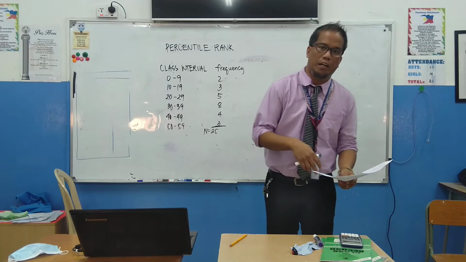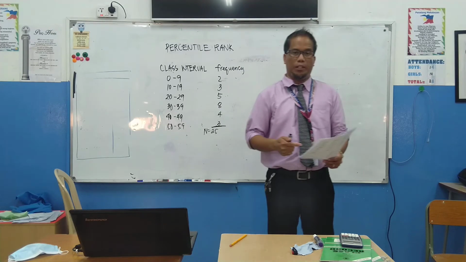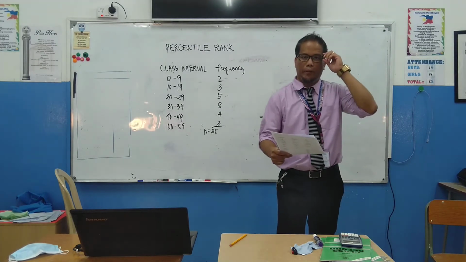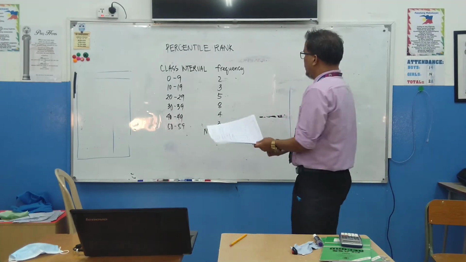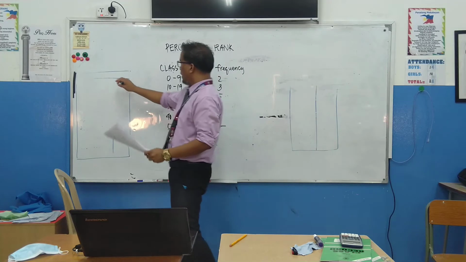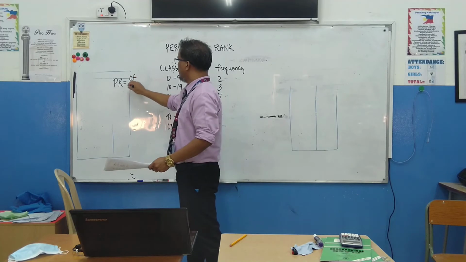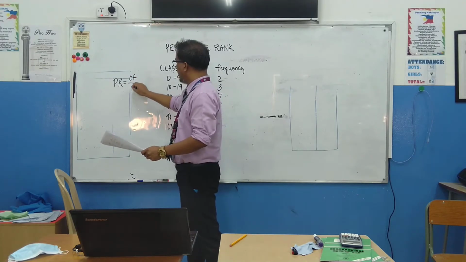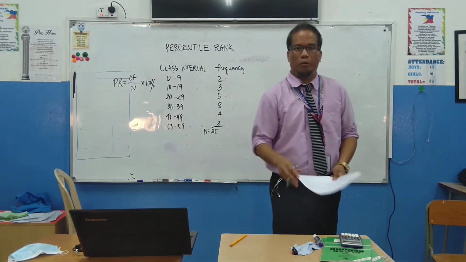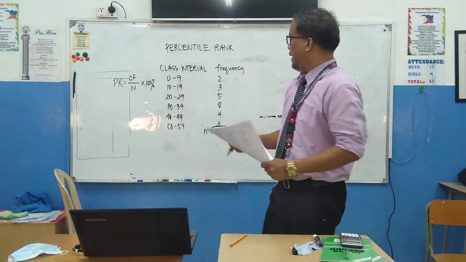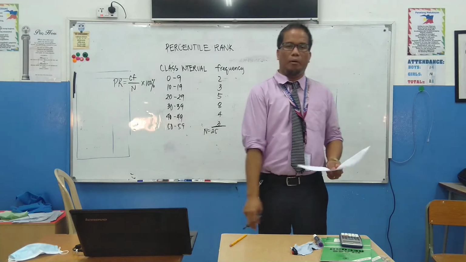Now the question here: find the percentile rank of a student with a score of 35. I will repeat: find the percentile rank of a student with a score of 35. So how are you going to find it? Of course, you are going to use the formula. The formula of the percentile rank is PR equals CF divided by N times 100%. CF is the cumulative frequency, and N is the total number of items, or total number of frequency.